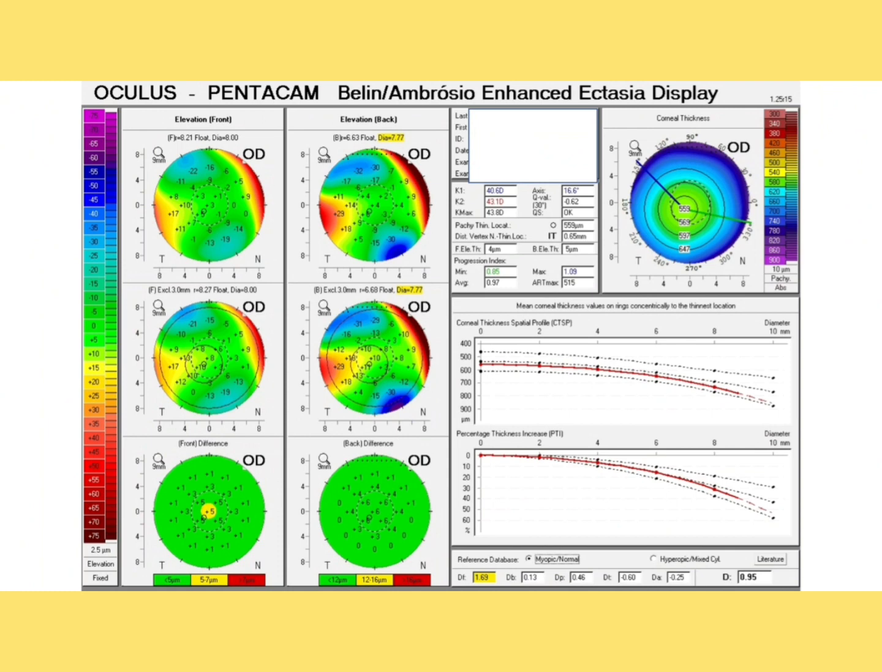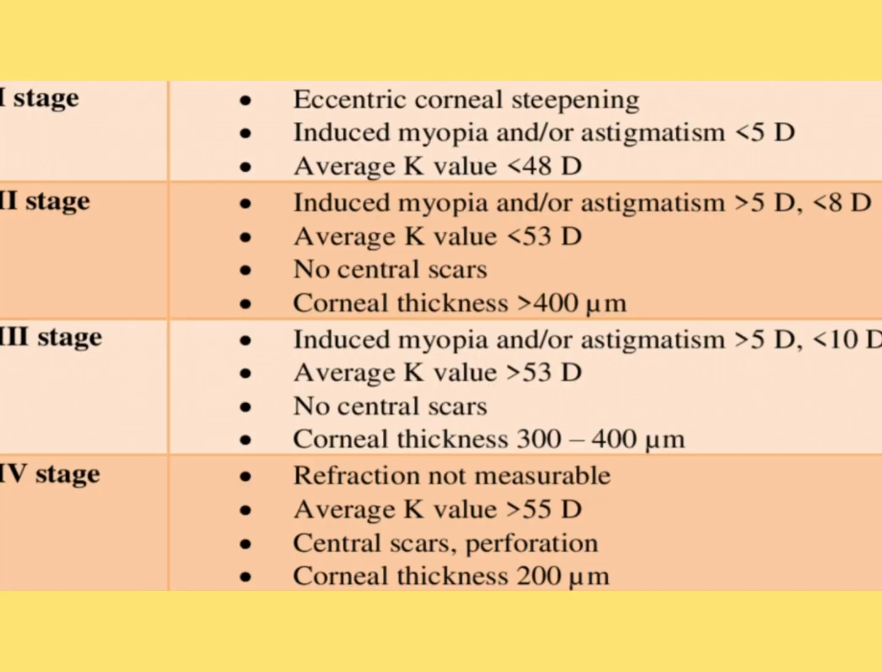So this is how you will diagnose a case of forme fruste keratoconus. Now let's go to the grades of keratoconus. Grades are done by the Amsler-Krumeich classification, where there are 4 grades or 4 stages of keratoconus: stage 1, stage 2, stage 3, stage 4. The stages are segregated based on the amount of myopia and astigmatism, the value of Kmax, and also the corneal thickness.